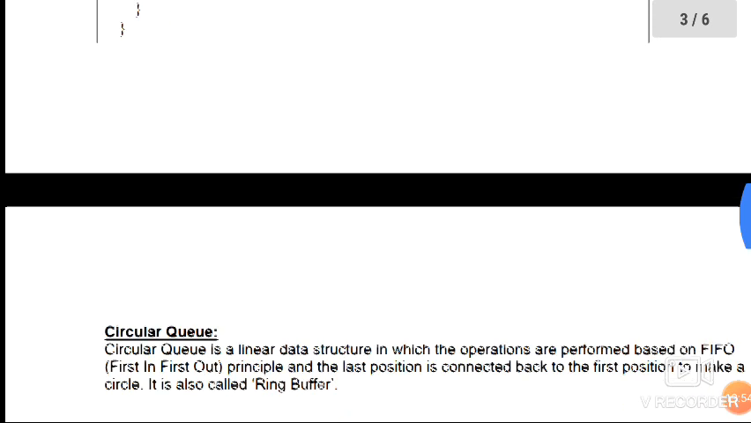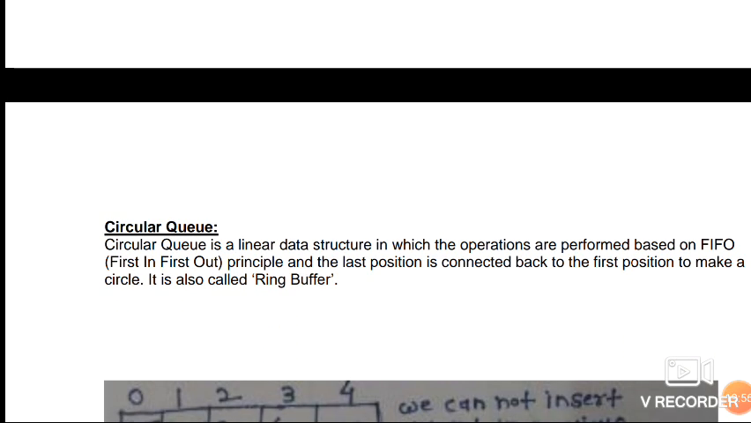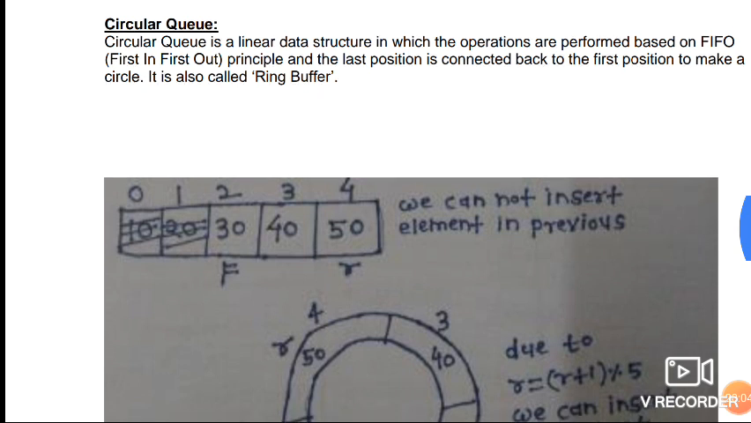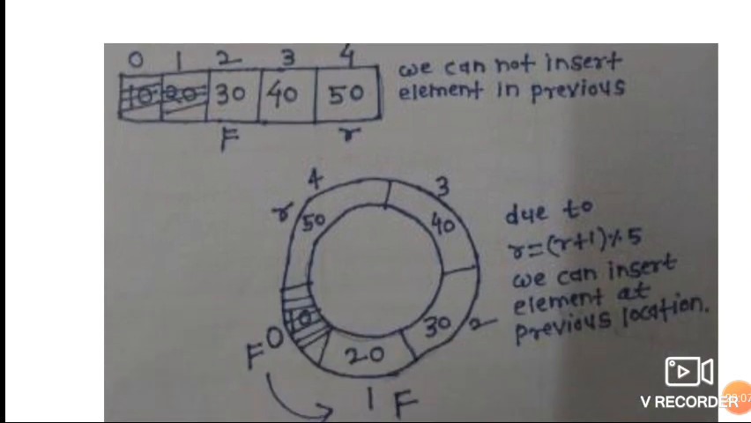This linear queue has several drawbacks. Let us see what the drawback is. Consider this as a linear queue of size 5, and we have inserted 10, 20, 30, 40, 50, and we have deleted the first two elements. After deleting the first two elements, front is pointing to second index and rear is pointing to fourth index.